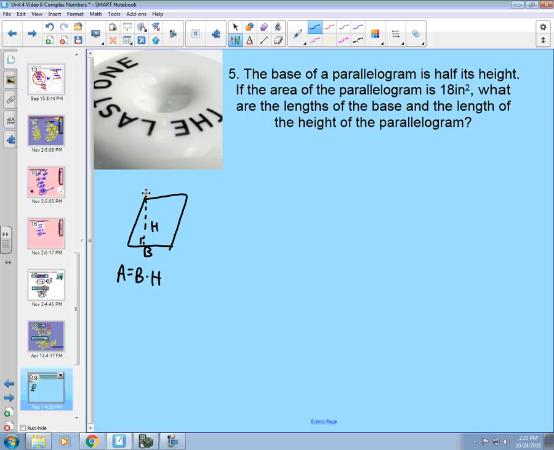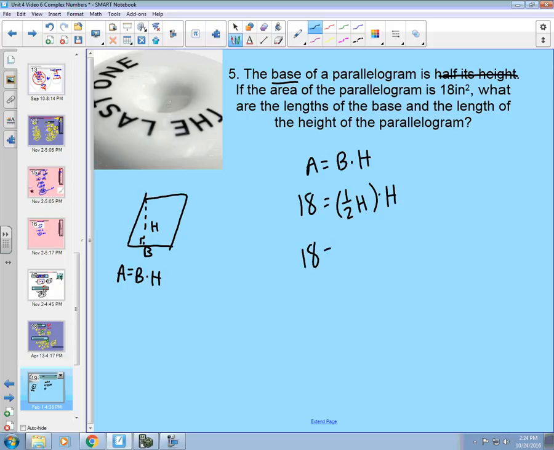So we don't know what the base and height is, but we do know that the area is 18. So in our equation here, we can plug 18 in for A, the area. They do tell us something here, though. They say the base is half its height. Okay, the base is half the height. So what we can put in for B then is that the base is the same as half the height. So if we solve this equation out, we should be able to get to our answer.